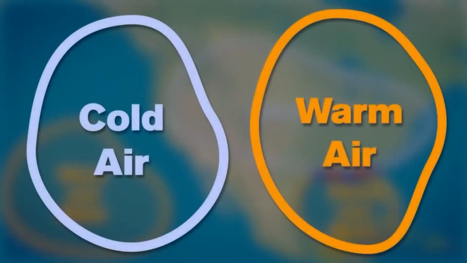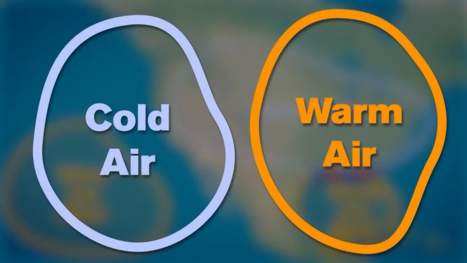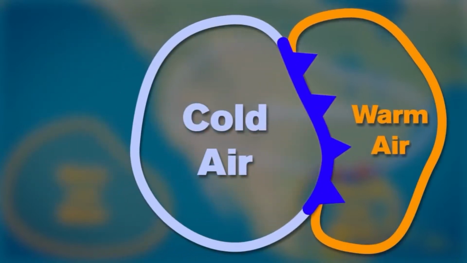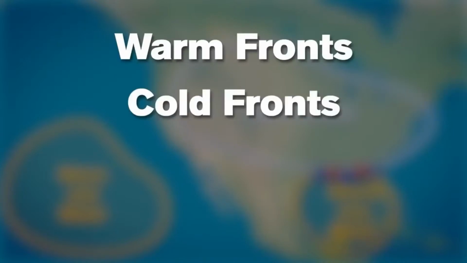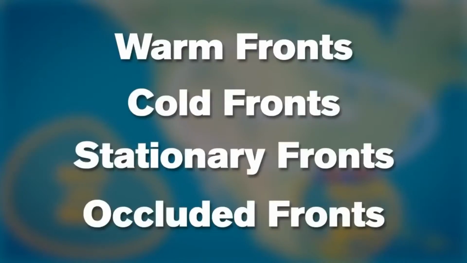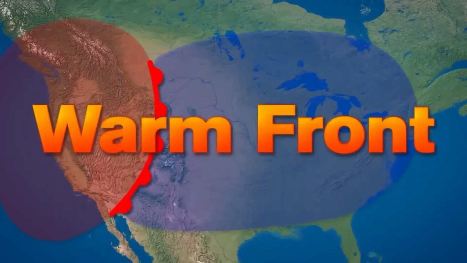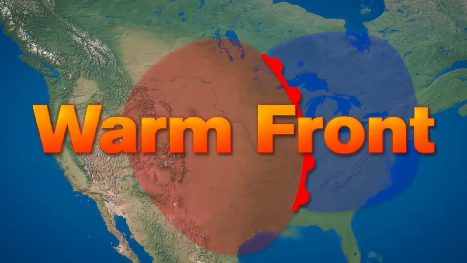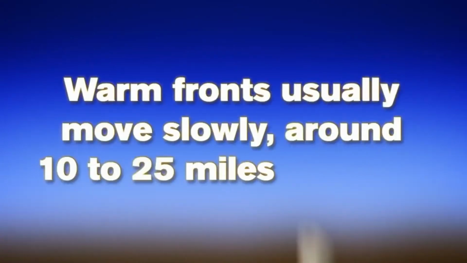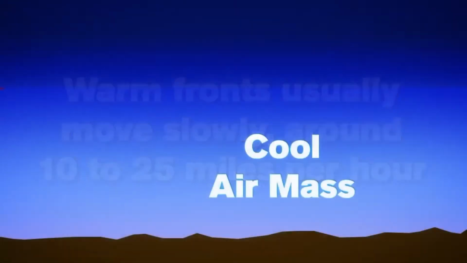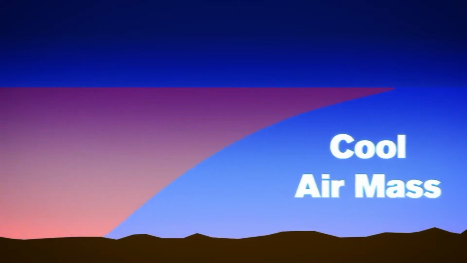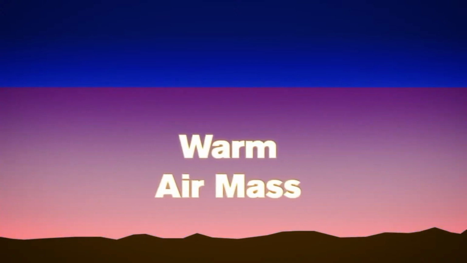Fronts are labeled in reference to the relative temperature of the air that is approaching and replacing the existing air mass. There are 4 types of fronts: warm fronts, cold fronts, stationary fronts, and occluded fronts. A warm front occurs when a warm air mass overtakes an air mass of a colder temperature. Warm fronts usually move slowly, around 10 to 25 miles per hour, and have a gradual slope that will slide over the top of a cooler air mass and move it out of the area.